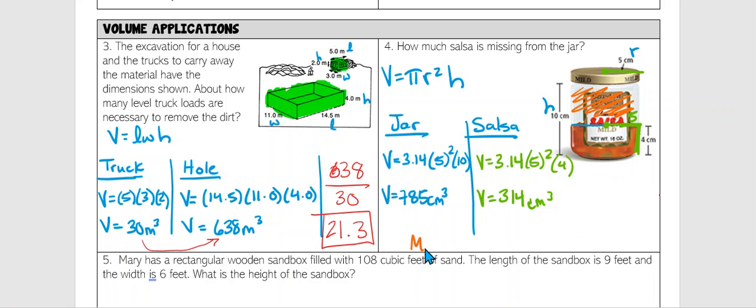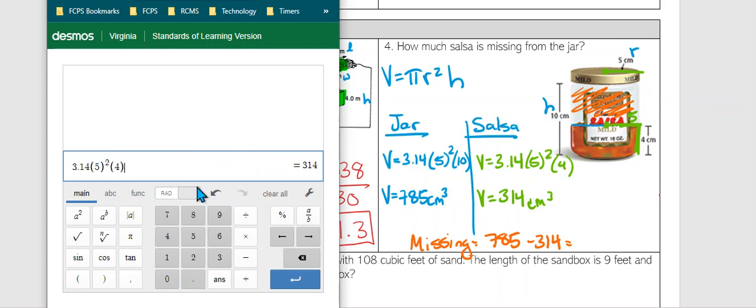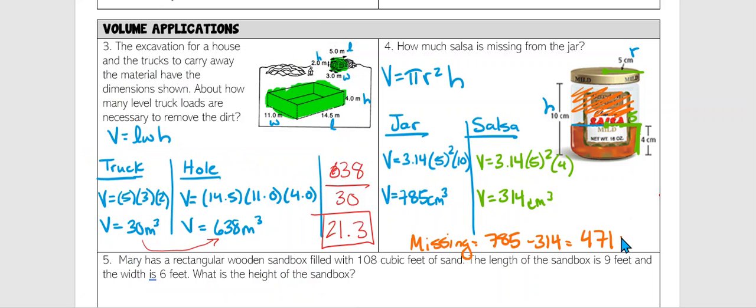But we want to know how much is missing. So I'm going to take my total, and I am going to subtract the salsa that's there to figure out how much salsa was missing. So we're going to take the total, take away the amount that we have, to figure out the amount that's missing. So now that's going to be 785 minus 314, and we get 471 centimeters cubed.